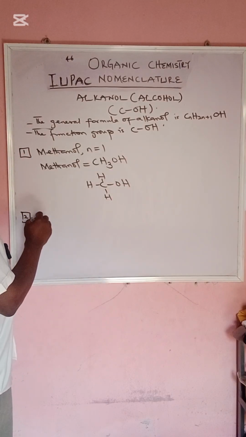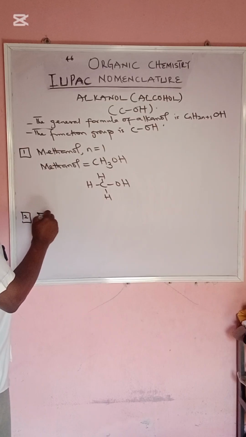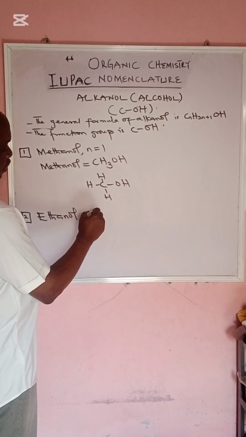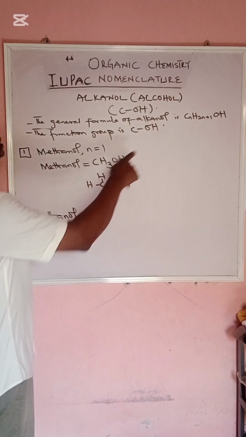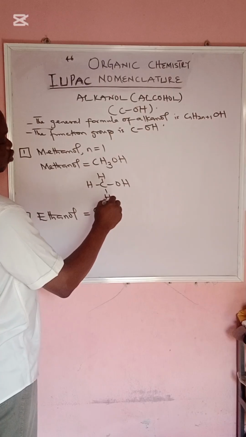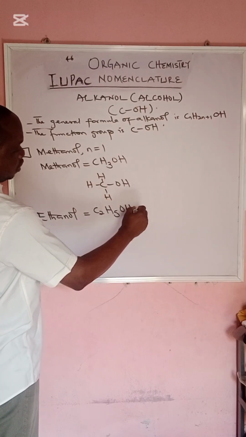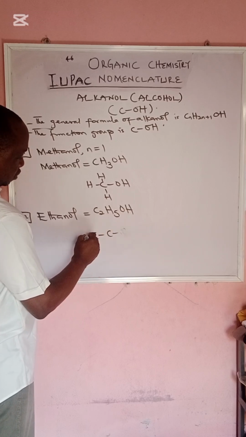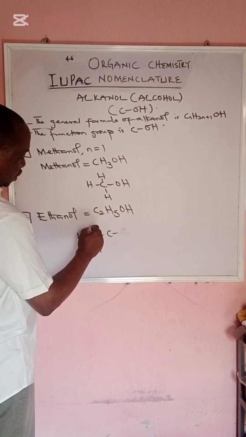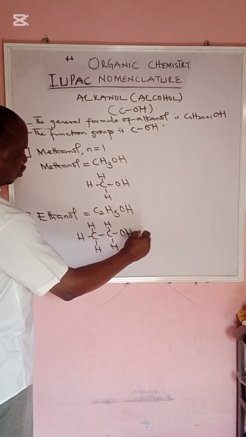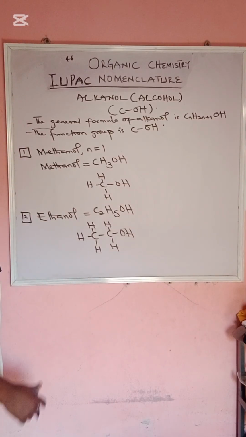2. We have ethanol. It is written as C2 when n is equal to 2. Put 2 here: C2H(2 times 2 plus 1), which is H5. C2H5OH. And structurally it is written as this. We have hydrogen here, hydrogen here, hydrogen here, hydrogen here, hydrogen 5, then followed by OH. That's the structure.